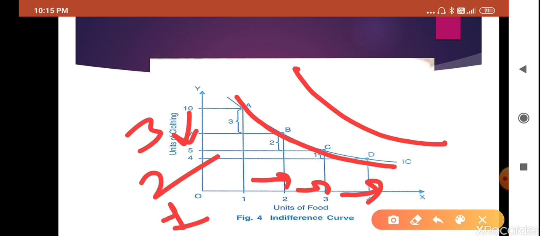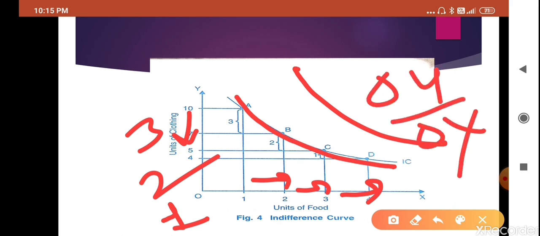That's why this indifference curve is convex to the origin. So I hope you understood this one. This is possible only because of MRS. MRS is decreasing. I have told you about MRS. What is MRS? Delta y upon delta x, meaning the ratio of y to x.